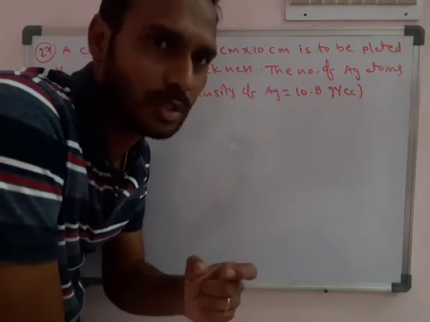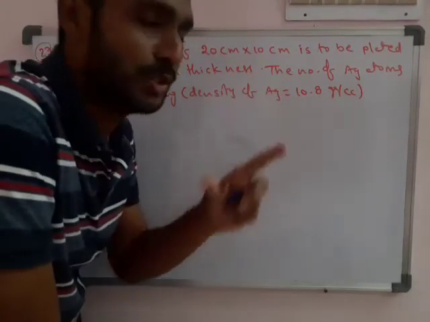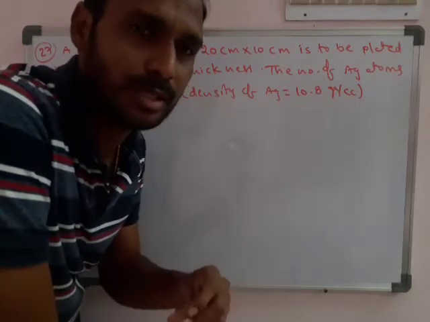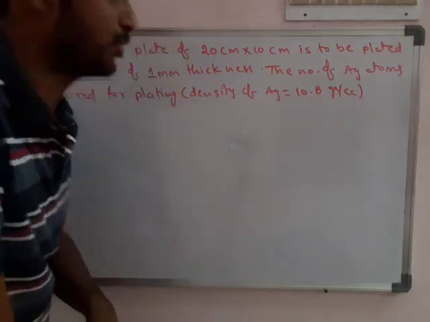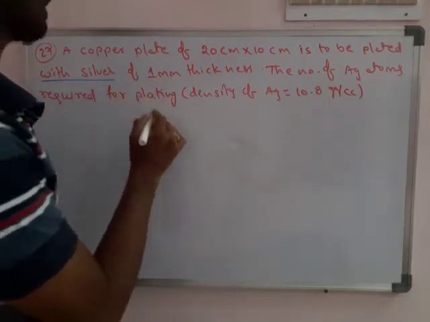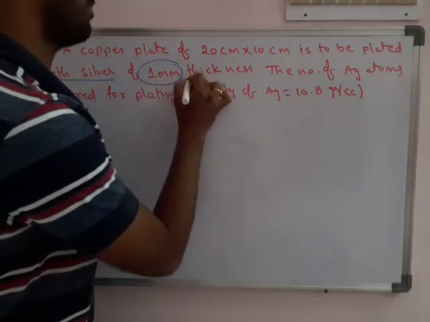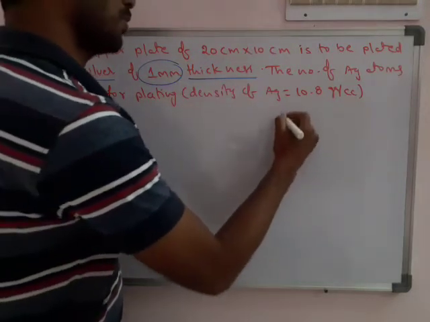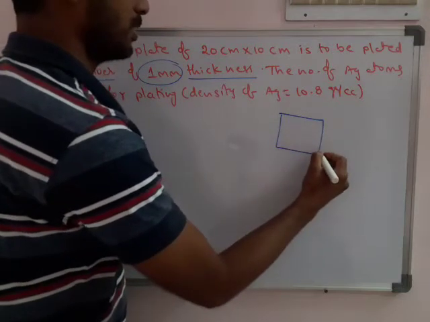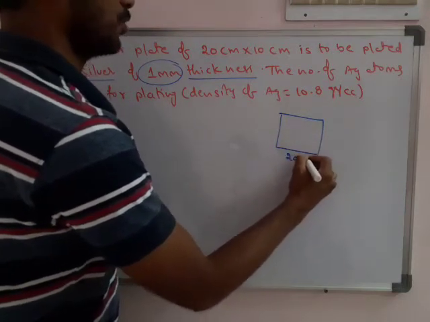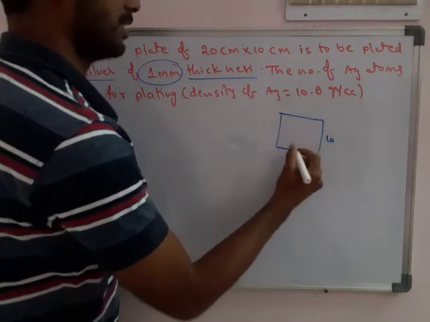What is the size of the copper plate? So 20 centimeter into 10 centimeter. So two lengths are given, but the information is also given that how much thickness of silver should be there? 1 mm thickness of silver. So I have to take a copper sheet. What is the copper sheet's length? 20 centimeter, and 10 centimeter.